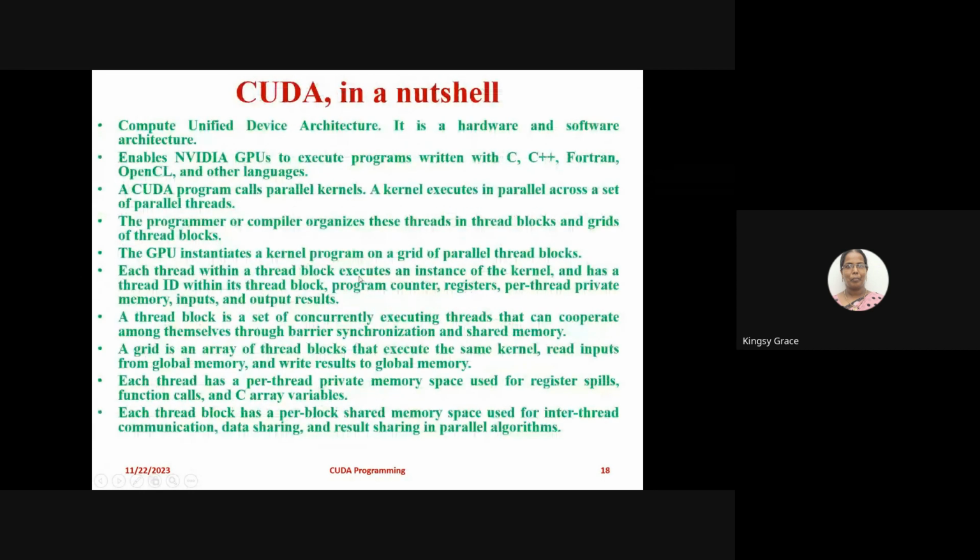So all these things. So each and every thread has its own memory. Okay. So we can say that is the registers, with the help of registers, and also each thread block has a per-block shared memory. Already we have seen all those things. Okay, we have a shared memory, how it can be shared, how L1 is used and shared memory is used, everything. Well, L1 is cache. And inter-thread communication, data sharing and result sharing in parallel algorithms. All those things are there.